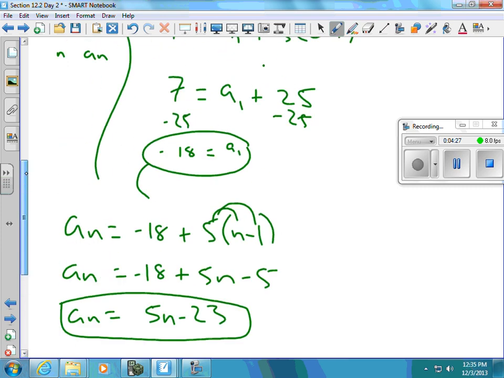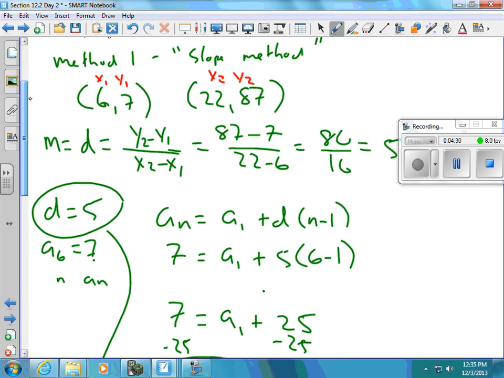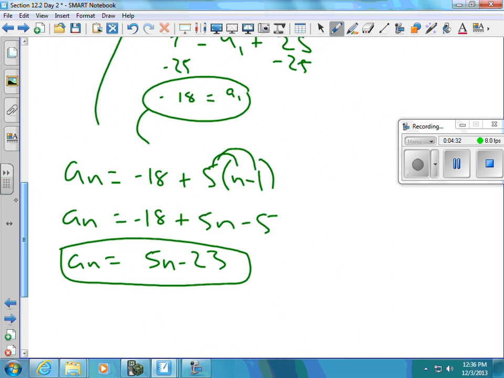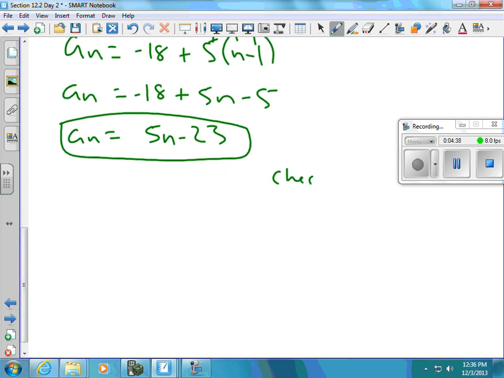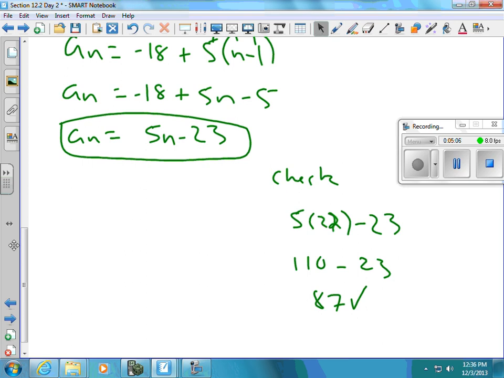Now, of course, I would check this. How do you check this? Plug in these coordinates. Plug in 6, do you get out 7? Plug in 22, do you get out 87? That might be a better way to check. Because when we plug in 22, does 5 times 22 minus 23 equal 87? If it doesn't, then we made a mistake. 5 times 22 is 110, minus 23, I believe, is 87. It checks. So that's a way to do it and check to make sure you have the right answer.